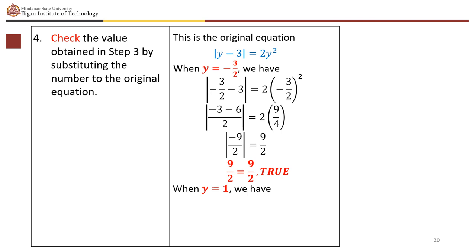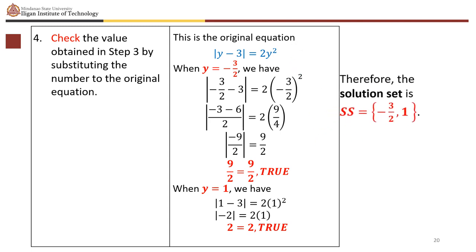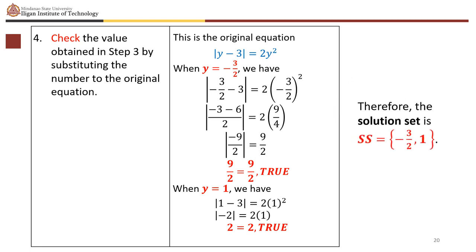On the other hand, when y is equal to 1, we have the following. Absolute value of 1 minus 3 equals 2 times 1 squared. You have 2 is equal to 2 times 1, which is actually true. So in this case, the solution set is the set containing negative 3 over 2 and 1.